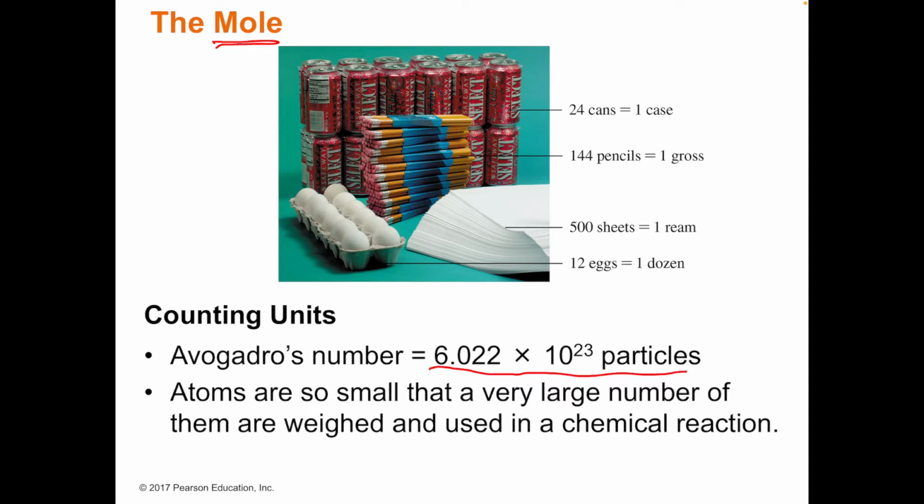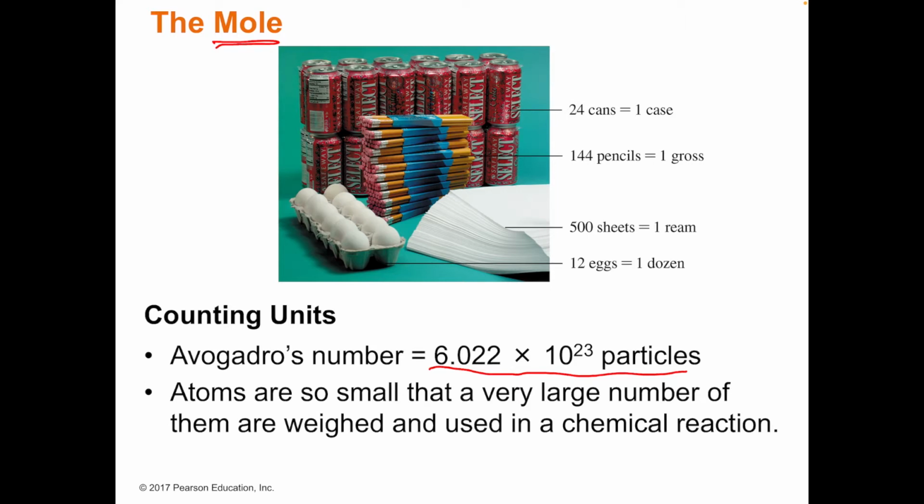And again, atoms are just really, really small. So we will use a lot of them in every chemical reaction. And even if we weigh out a small amount in grams, that's a huge number of atoms because they are just so small. So we'll use this term, the mole, or Avogadro's number, so that we can count these really small atoms. And again, Avogadro's number just means that 6.022 times 10 to the 23rd particles means a mole. And it can be anything.